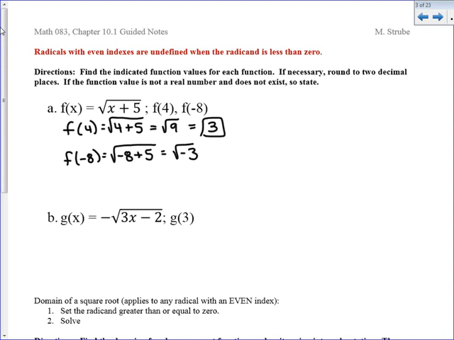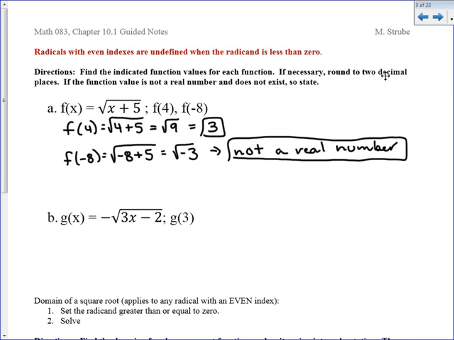Not a real number. And if you forget, if you look in your directions, if the value is not a real number, so state. So this particular one, your answer is just not a real number. Because my index is even. Index is odd, do what you want. Doesn't matter. Index is even. For real answers, we have to have a positive radicand.